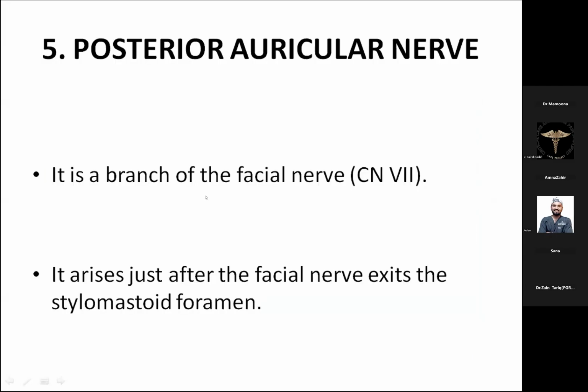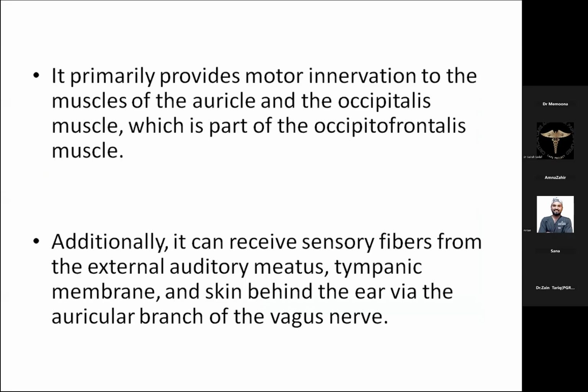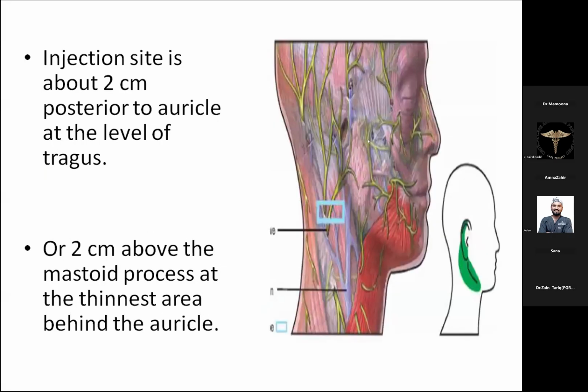Okay, so regarding the posterior auricular nerve, usually this can be omitted, but sometimes this tiny portion of the scalp may be involved in the incision site or the pin insertion site, and we need to block it separately. For blocking this nerve, we just need to move behind the auricle at the level of the tragus and deposit 1 to 2 mils of local anesthetic.